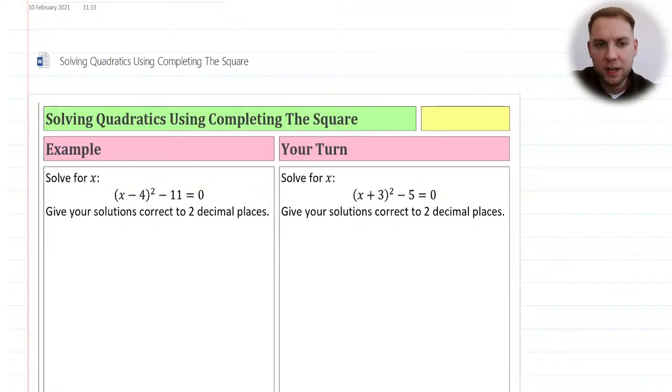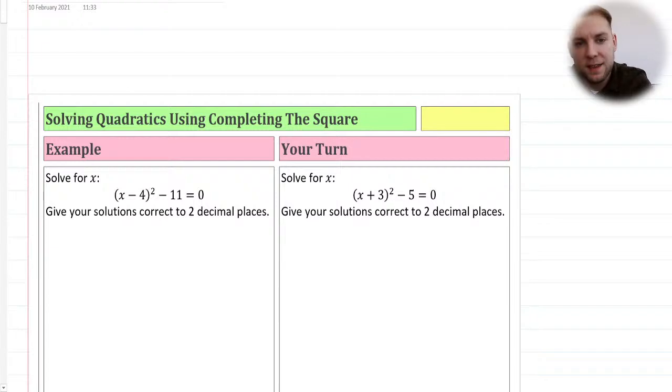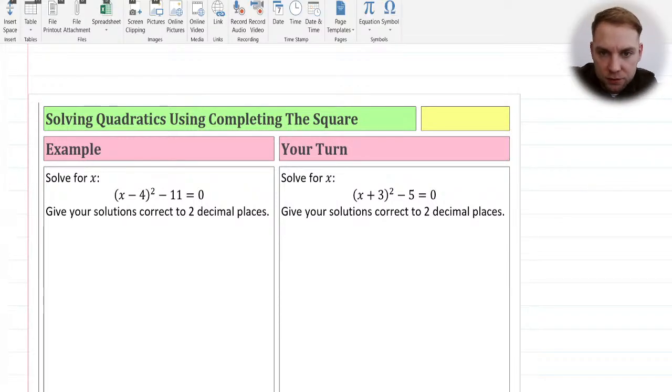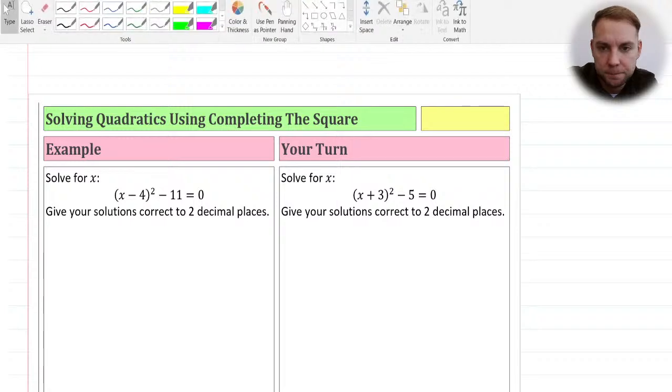Okay, so today we're looking at solving using completing the square. Now this usually comes up on the non-calculator paper. So let's just add a little section down here.